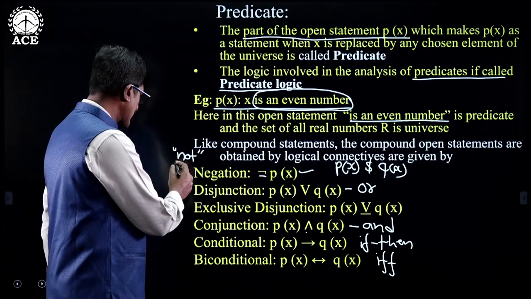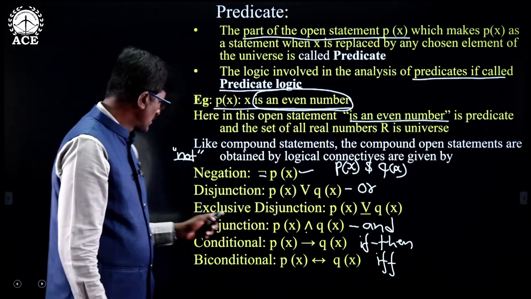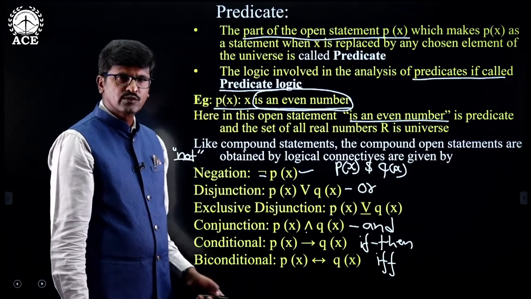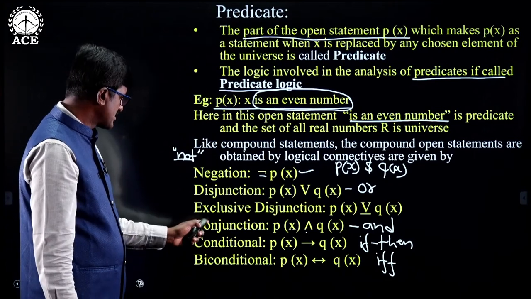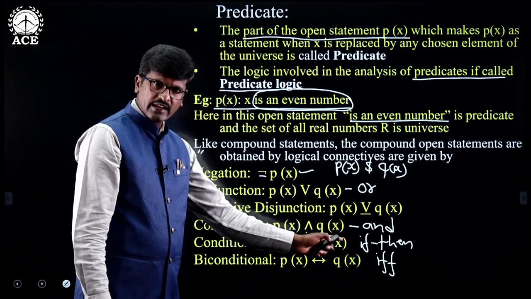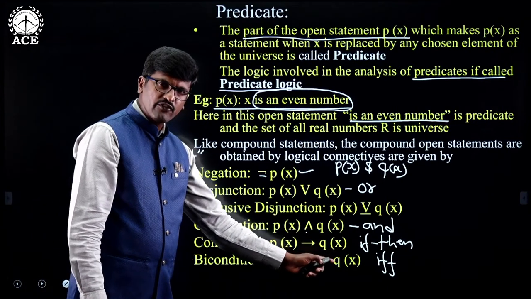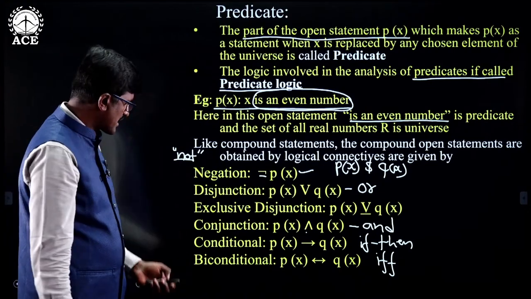By using the NOT connective, you will be getting negation. By using the OR connective, we will be getting disjunction. By using exclusive OR, we'll be getting exclusive disjunction. By using the AND connective, you'll be getting conjunction. By using the if-then connective, we'll be getting the conditional. Next, by using the if and only if connective, we will be getting the biconditional statement.